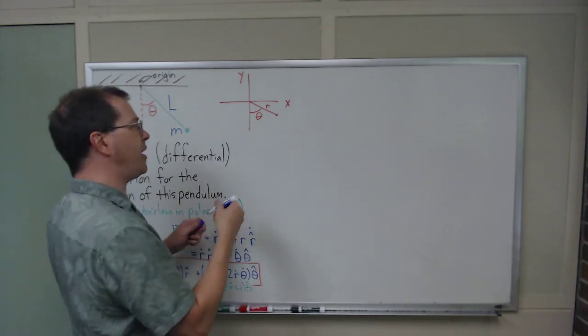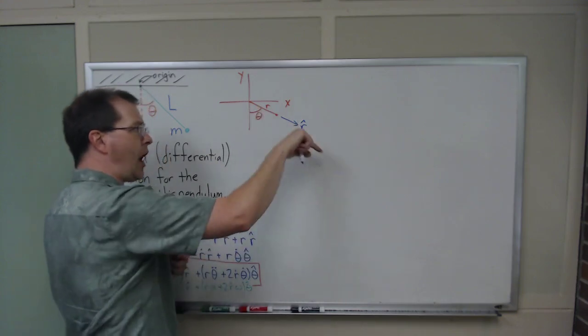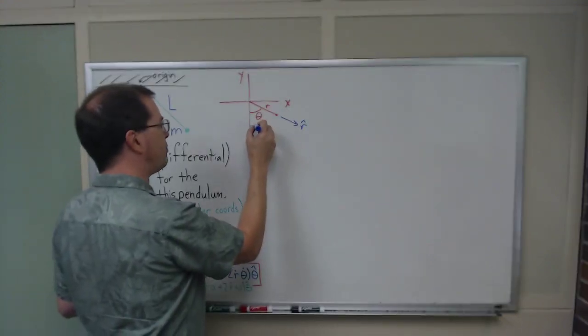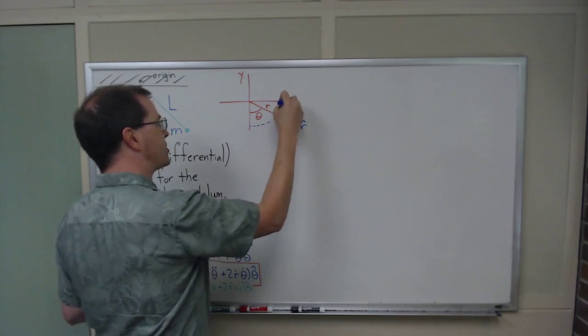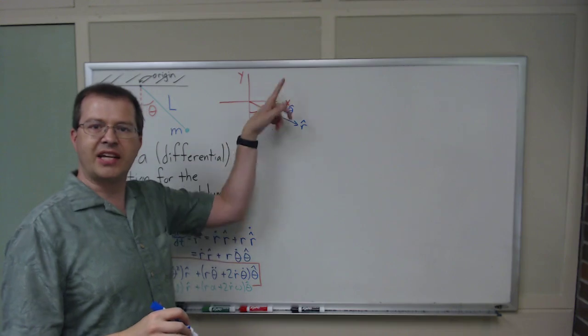So at this particular point, the r hat unit vector points outward from the origin, and the theta hat unit vector points exactly the direction this would be moving at that point if it swings in the plus theta direction.